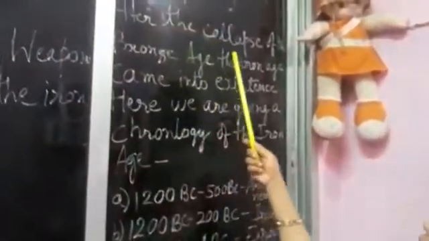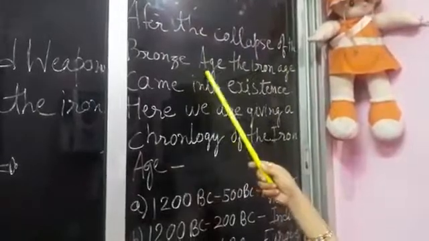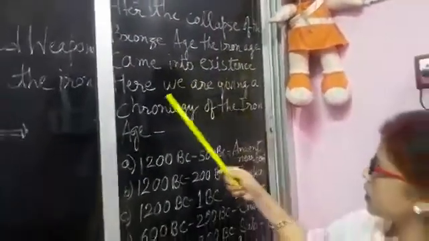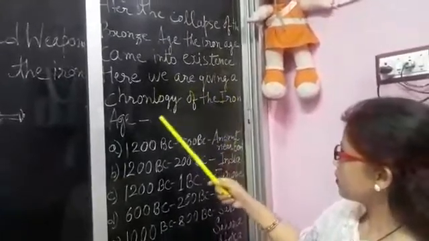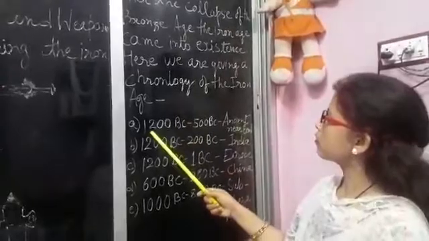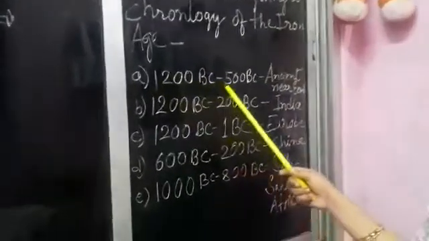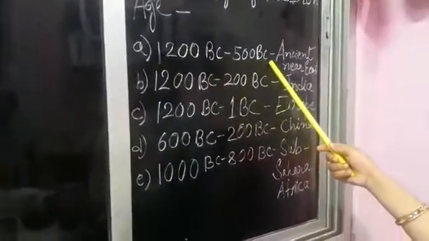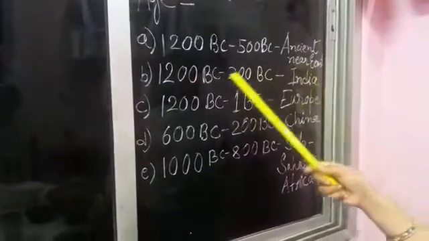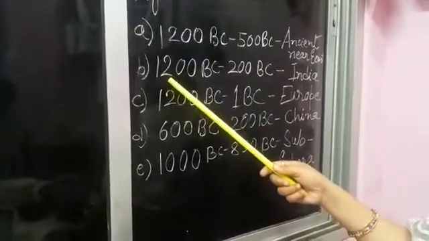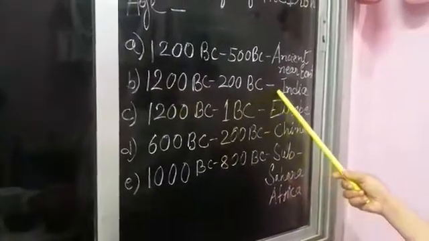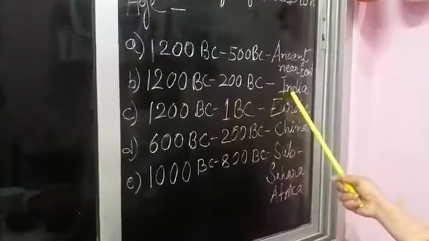After the collapse of the Bronze Age, the Iron Age came into existence. Here we are giving a chronology of the Iron Age. A. 1200 BC to 500 BC, Ancient Near East. B. 1200 BC to 200 BC in India.